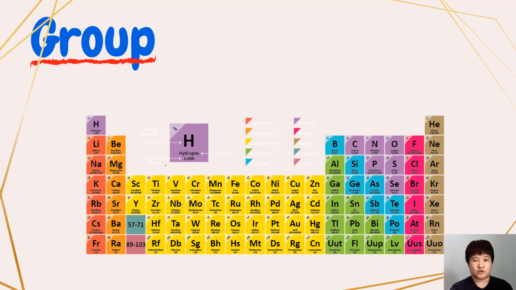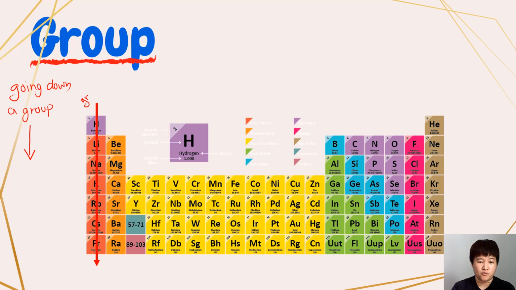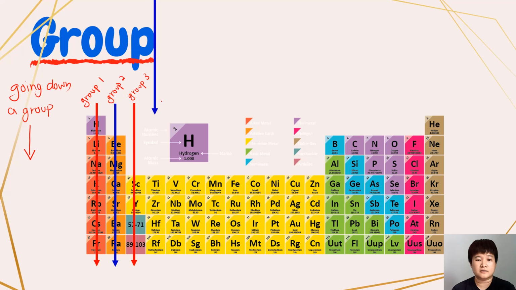What is actually a group? When we say group, we always say going down a group. Going down a group means going from the top to the bottom. Group 1 is this first column, going from the top to the bottom. For the second, you have your group 2. For the third, you have your group 3. And then you have your group 4.